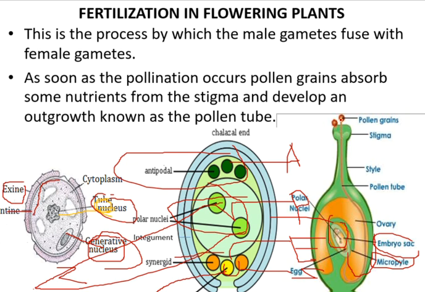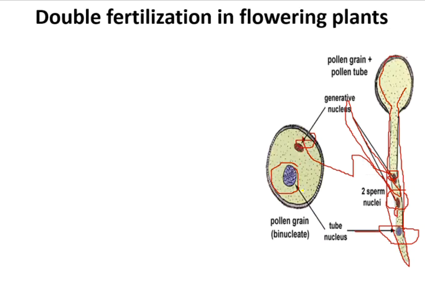And this pollen tube you are seeing enters the embryo sac via the micropyle here, and upon entering the embryo sac, the tube nucleus disintegrates, paving way for the two male nuclei to enter the embryo sac. And that is the process of double fertilization.